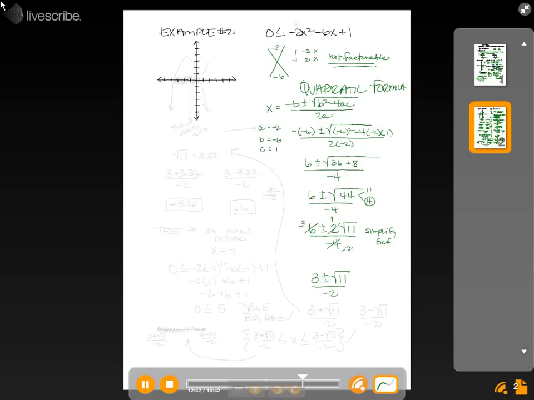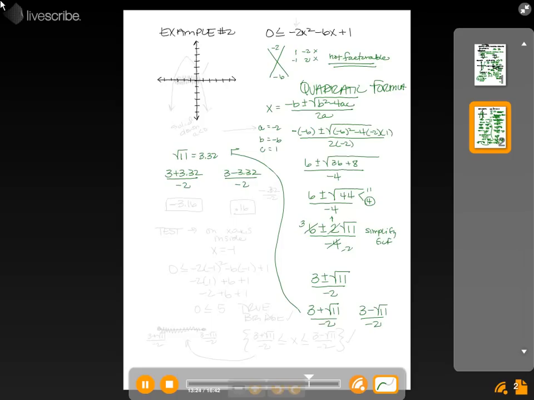Now I didn't have to put the 1 out in front of the square root. It's understood that it's there. Okay? I really have two answers here. 3 plus the square root of 11 divided by negative 2, and 3 minus the square root of 11 divided by negative 2. And we're going to figure out the approximation for these two so we can put them on the number line. Start with the square root of 11. Square root of 11 taken out to the hundredths place is approximately 3.32. So I end up getting 3 plus 3.32 divided by negative 2 and 3 minus 3.32 divided by negative 2.